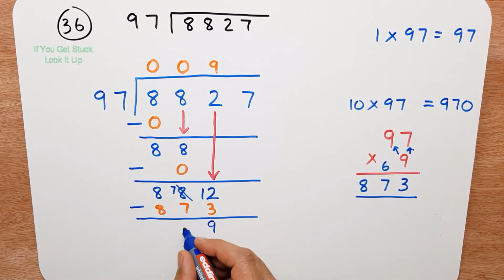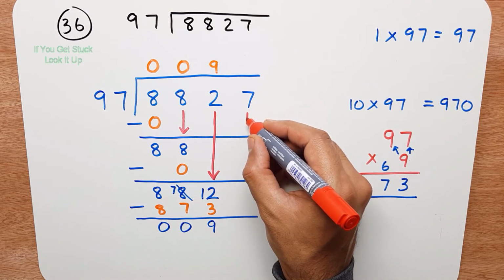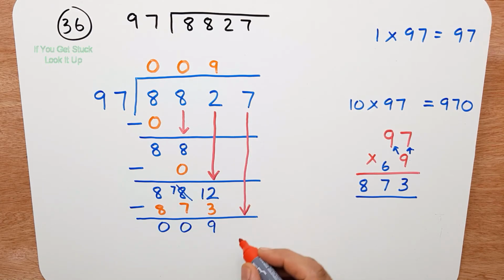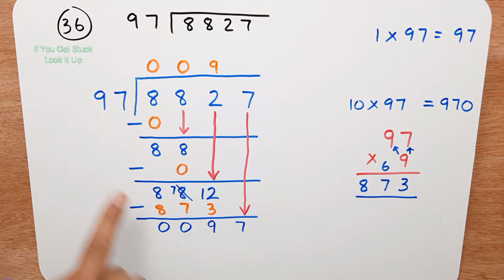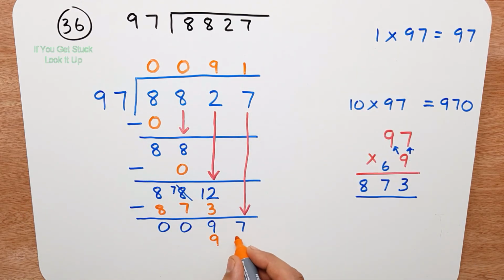7 take away 7 is a 0. 8 take away 8 is a 0. So my answer is 009, which is the same as 9. Now, as before, this 7, we write it down here. So my question is, how many 97s are there in 97? There's 1. So I'll put the 1 here. And to finish it off, I do 97 times this 1 is 97. I simply subtract these two, and it's easy because 97 take away 97 is a 0.